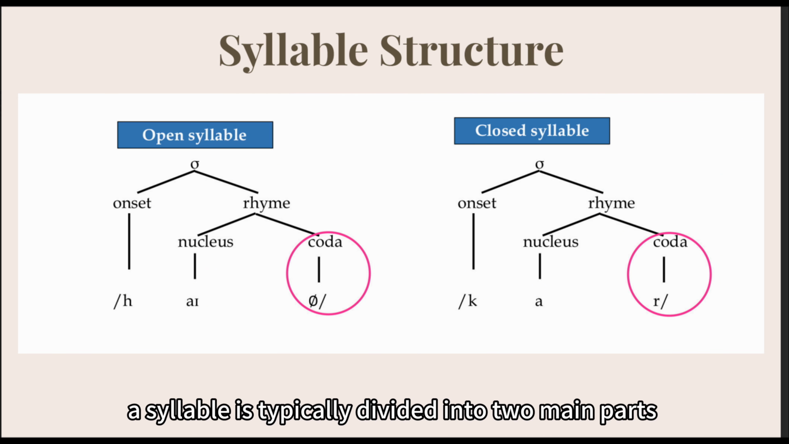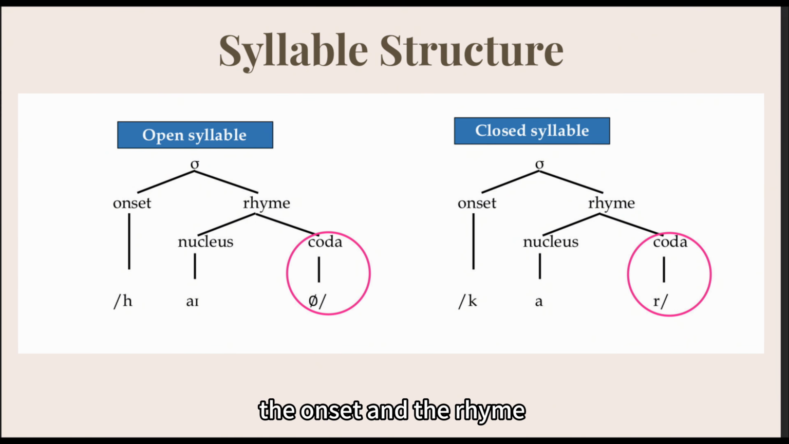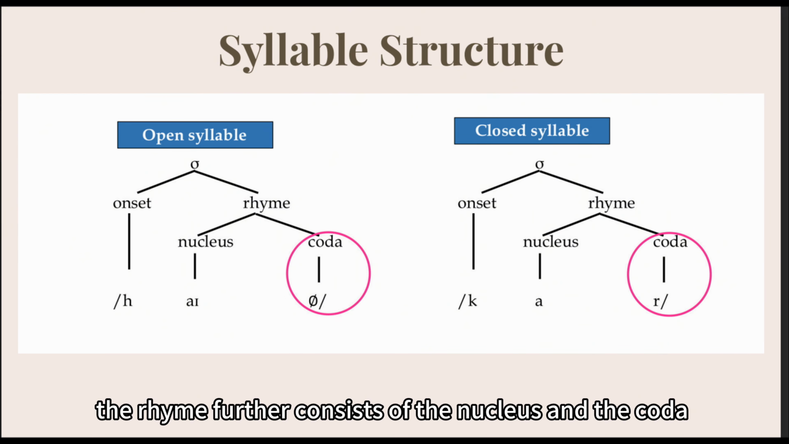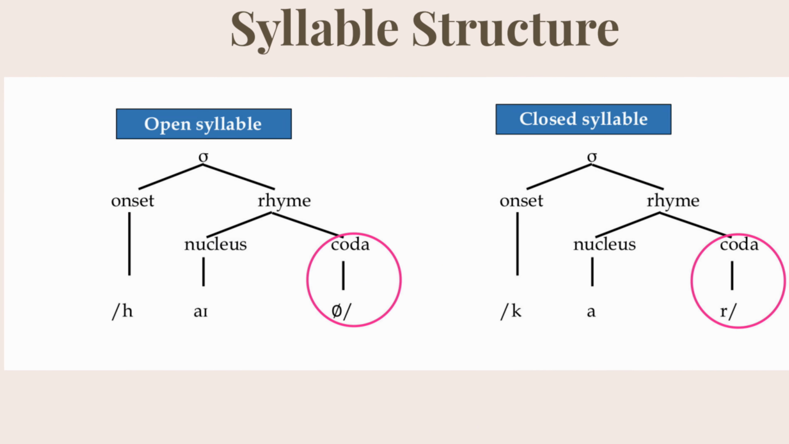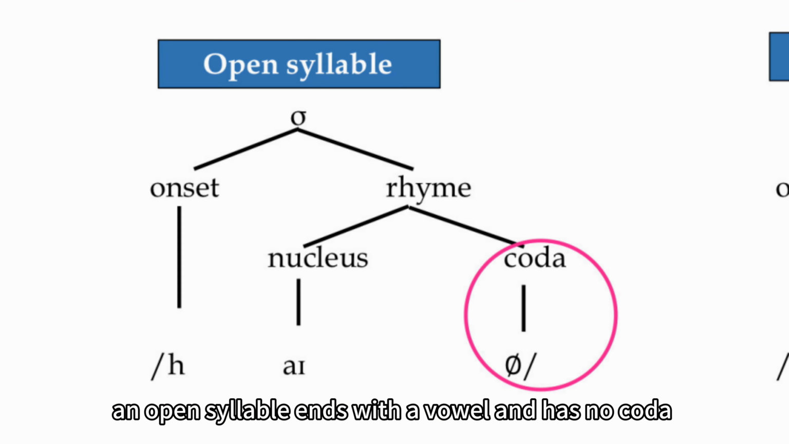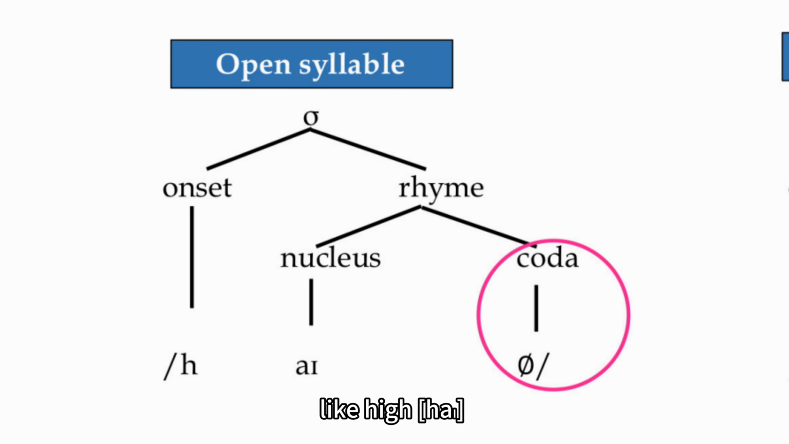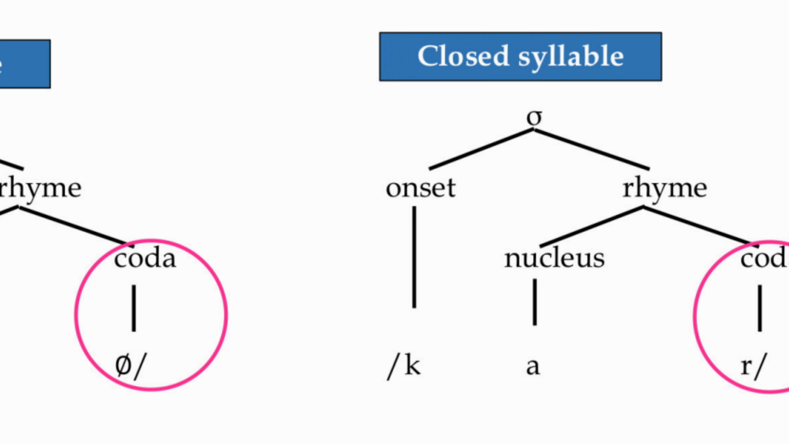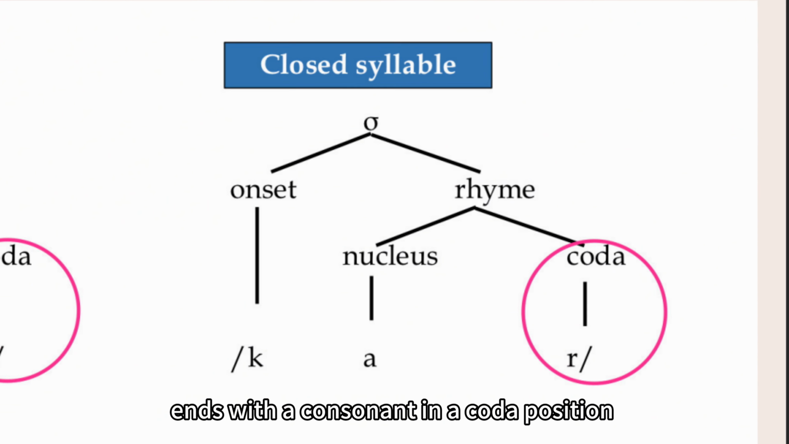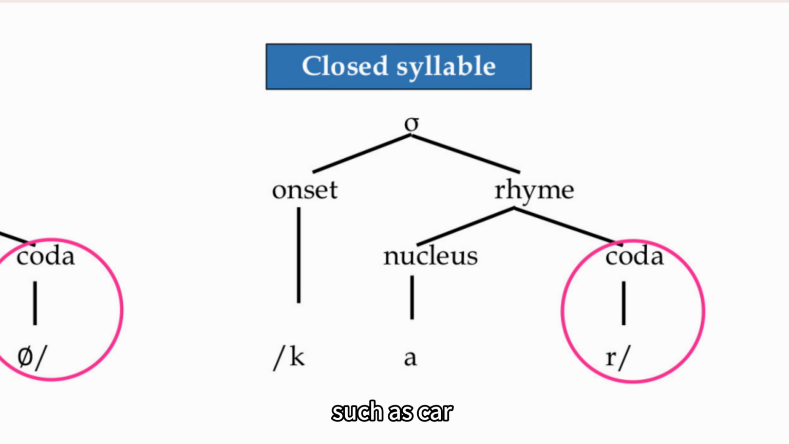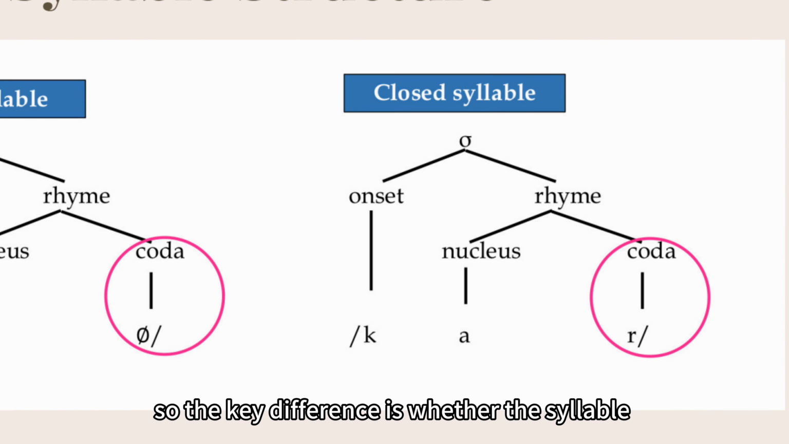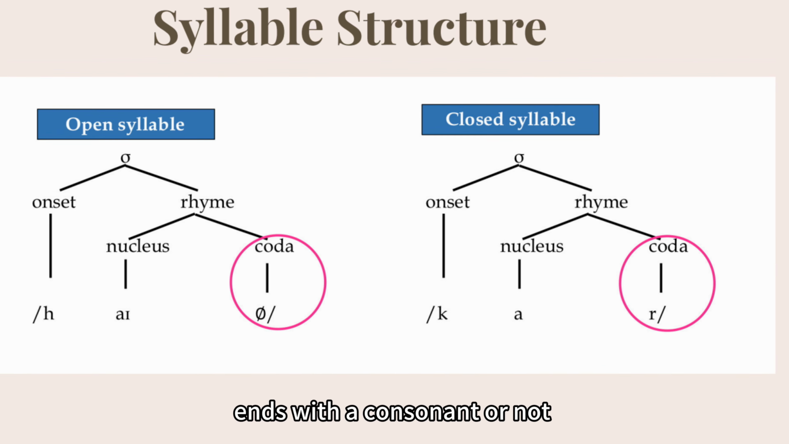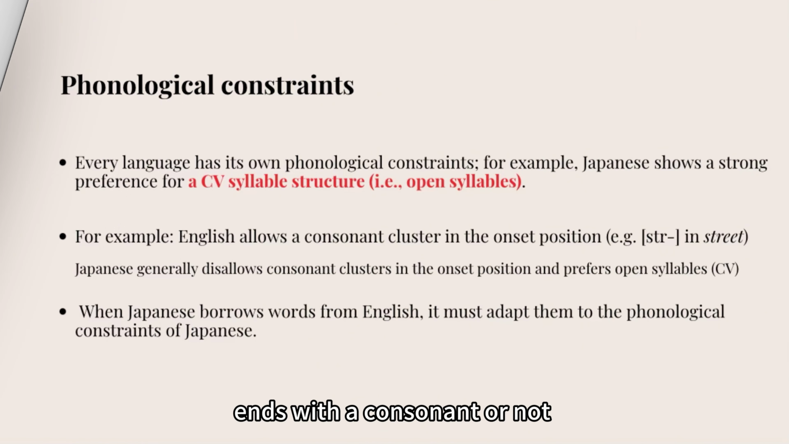In phonology, a syllable is typically divided into two main parts, the onset and the rhyme. The rhyme further consists of the nucleus and the coda. An open syllable ends with a vowel and has no coda, like "hi". A closed syllable ends with a consonant in a coda position, such as "car". So the key difference is whether the syllable ends with a consonant or not.